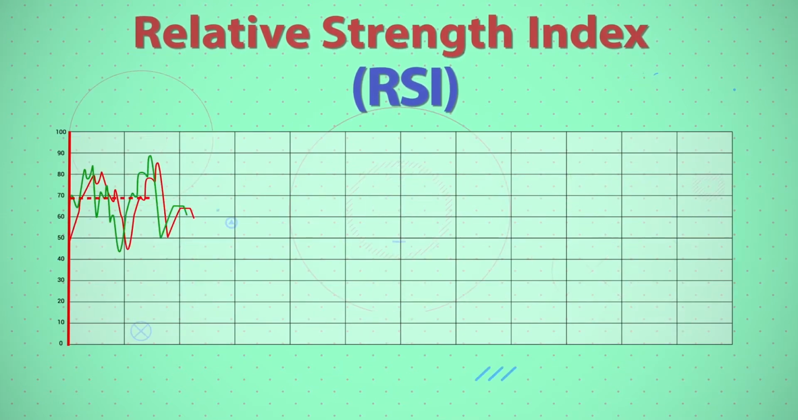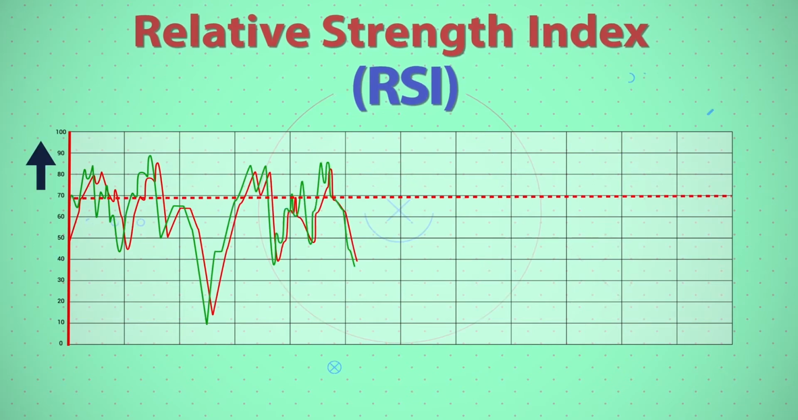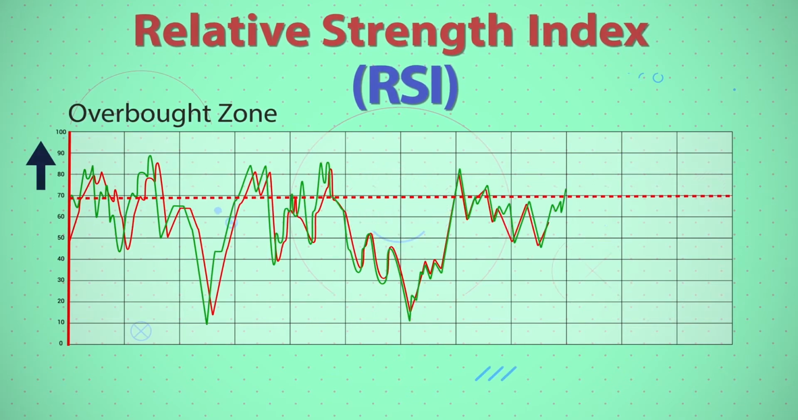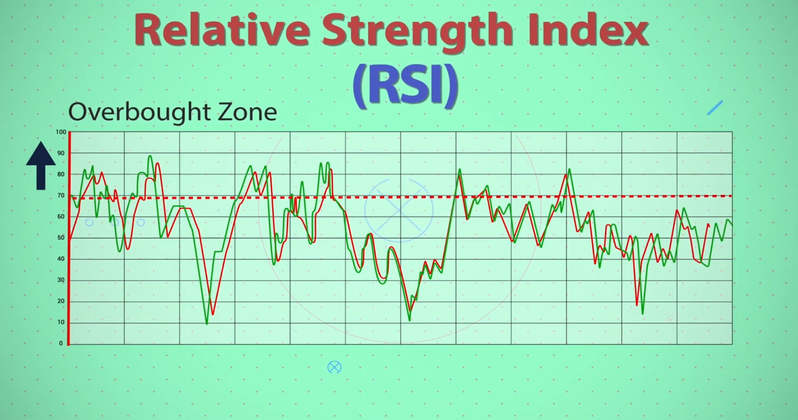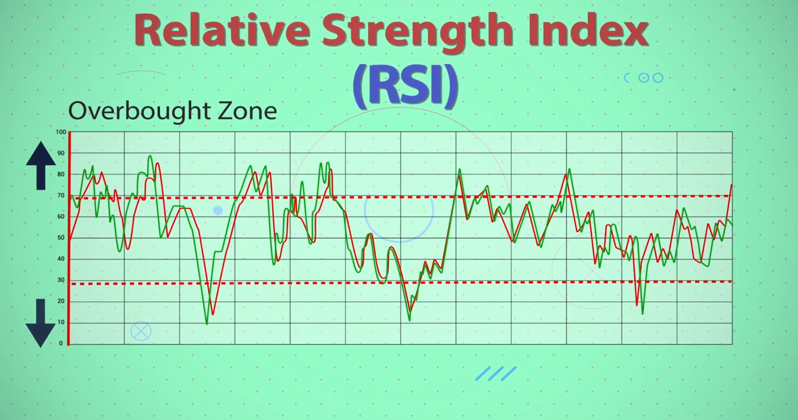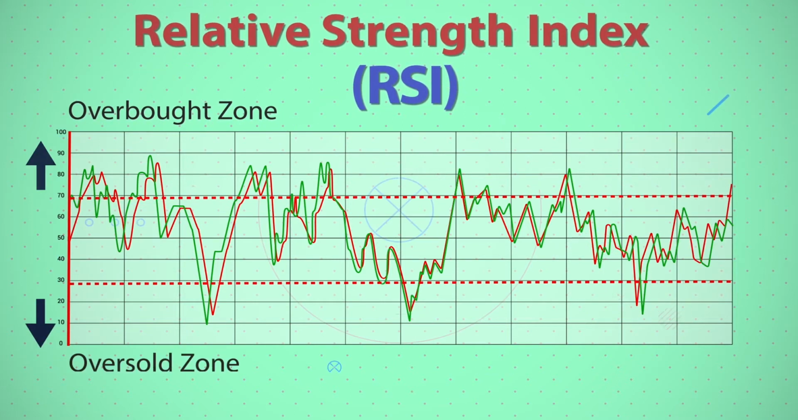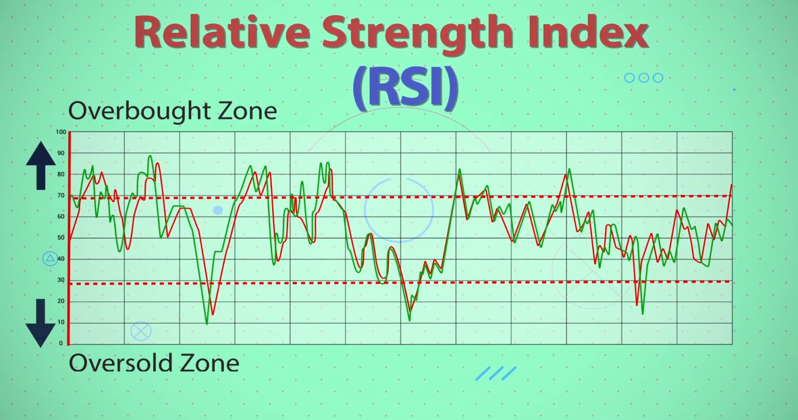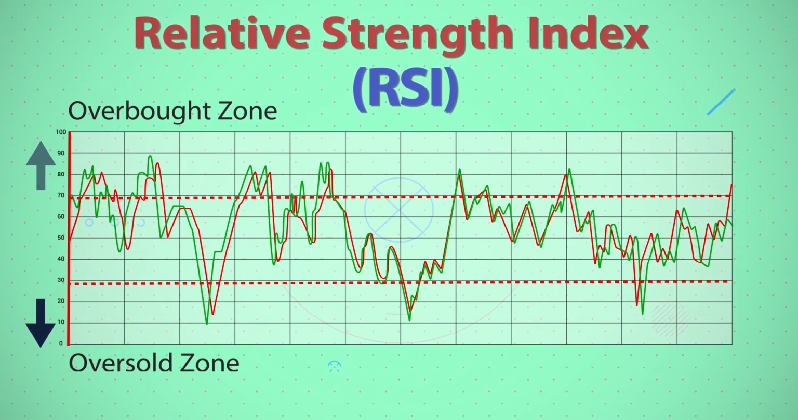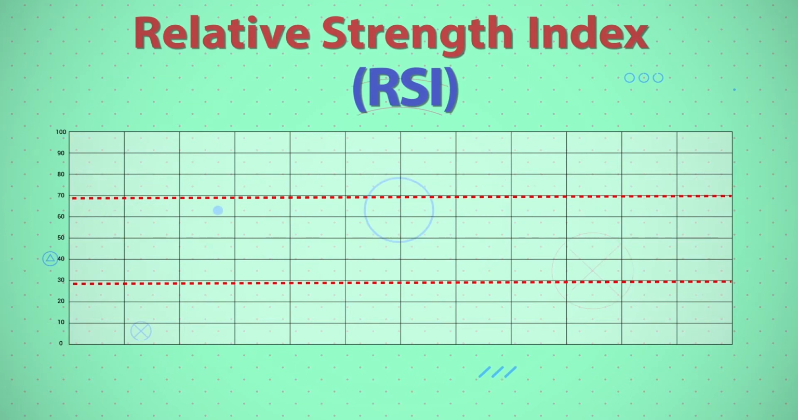If the RSI value is at 70 or above, it indicates that the markets are overbought and might turn to the downside in the near term. If the RSI value is at 30 or below, it indicates that the markets are oversold and might turn to the upside in the near term. Let us now look at an example to understand this better.